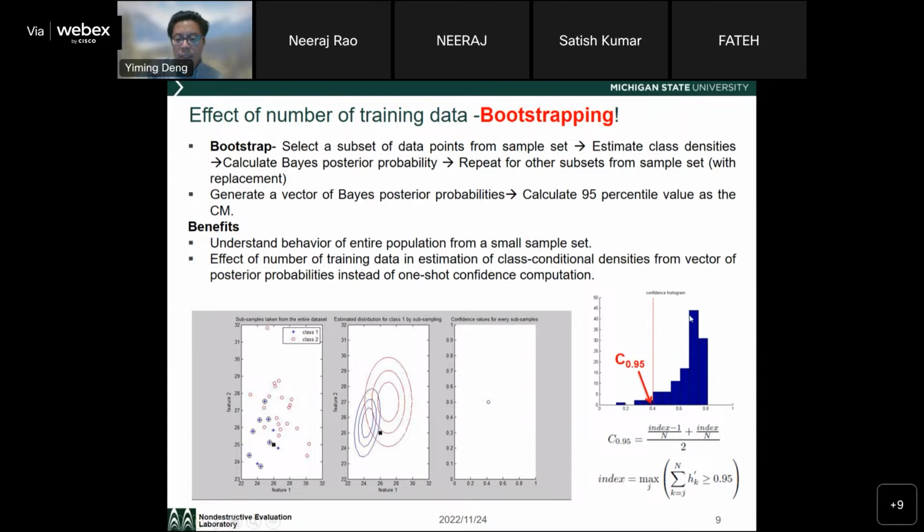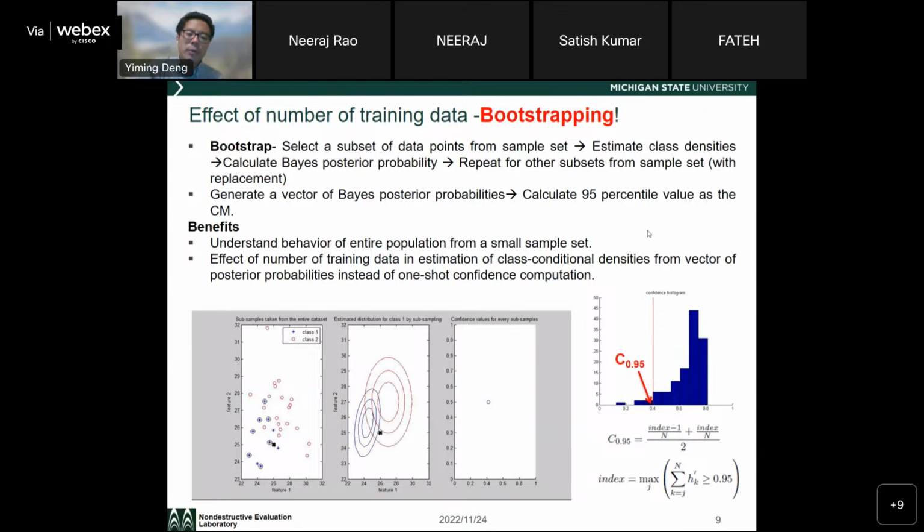As you can see from here, it's more like a histogram, and you can calculate the 95th percentile value as your confidence measure or confidence metric here. This is a simple calculation of how to calculate C.95 after you do the bootstrapping. The benefit is you can understand the behavior of the entire population from only a small sample set. And the effect of the number of training data in the estimation of class conditional density comes from the vector of posterior probability instead of a one-shot confidence computation. Instead of just giving a one-shot calculation, now you can actually get a distribution out of it.